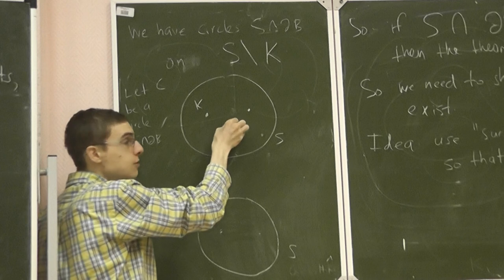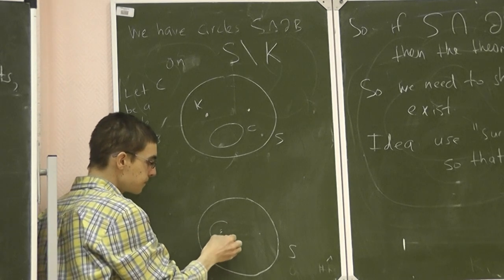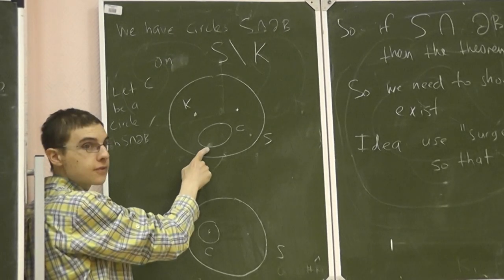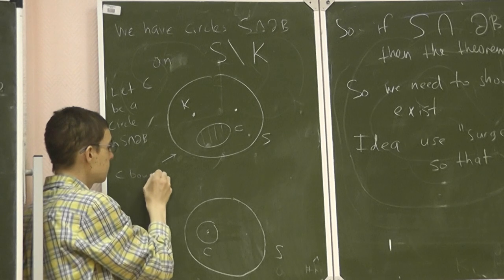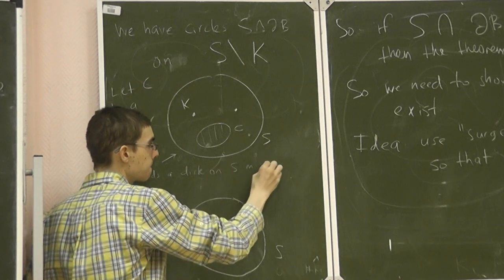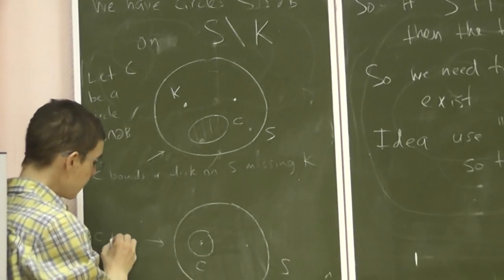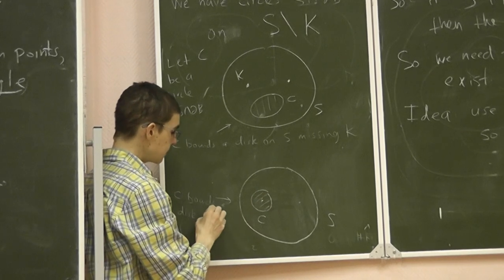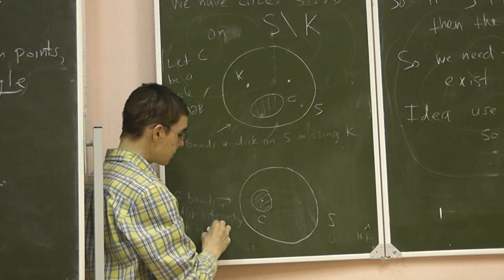So, for example, we could have a circle like this, or we could have a circle like this, and what distinguishes those two curves is that this curve bounds a disk that misses the knot. C bounds a disk on S missing K. Or we have a curve C that bounds a disk intersecting K in a single point.